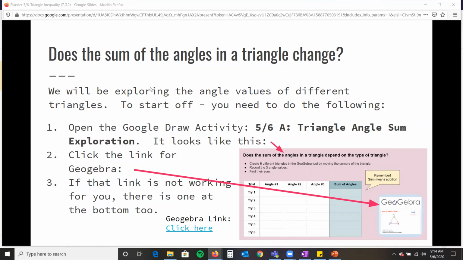So now this is where you guys come in. I'm going to have you guys do a few exploration activities. To start off, you need the following.